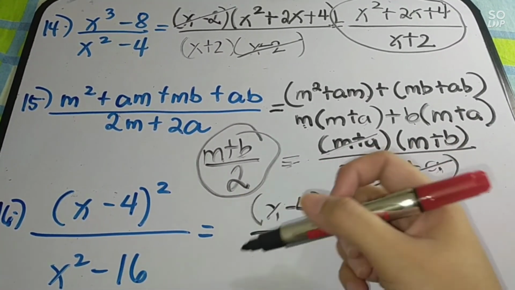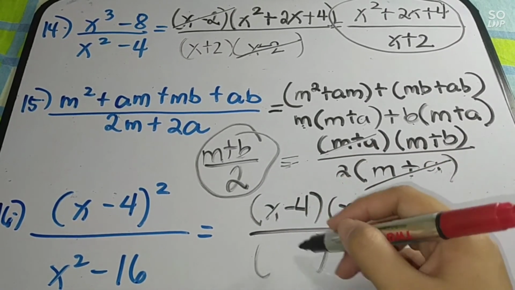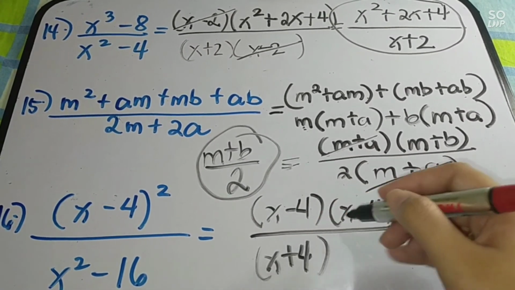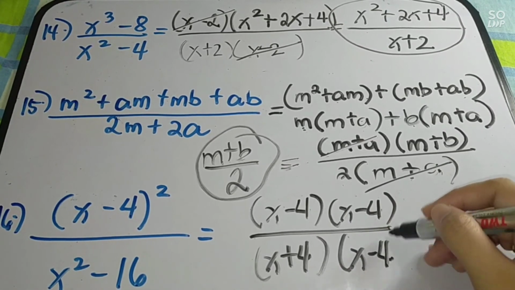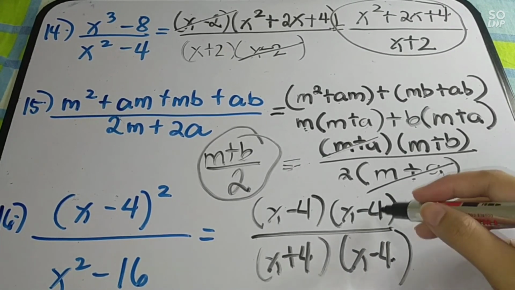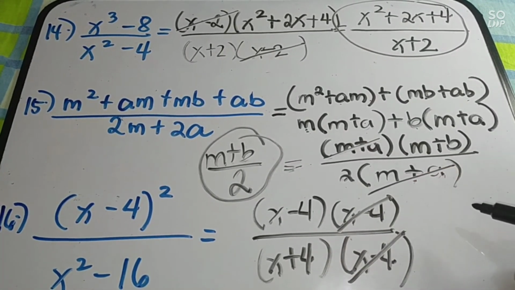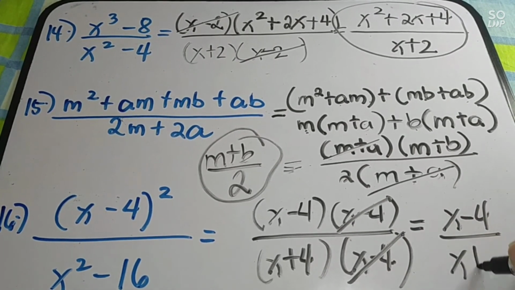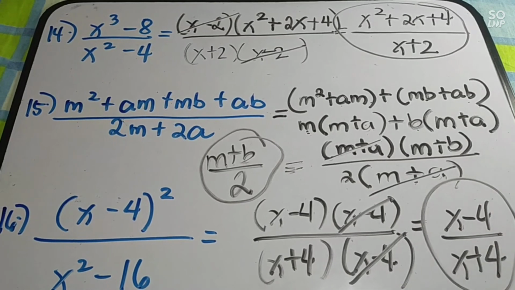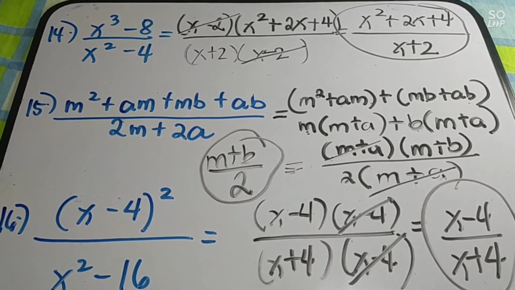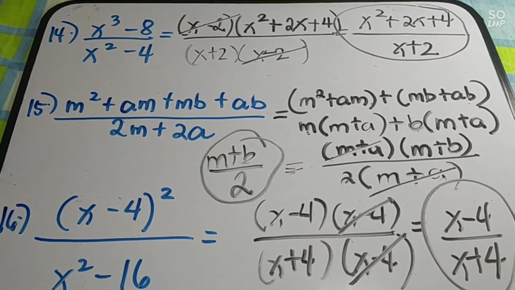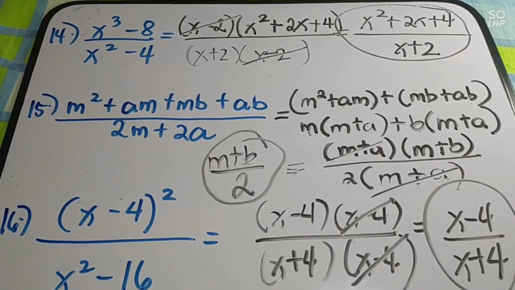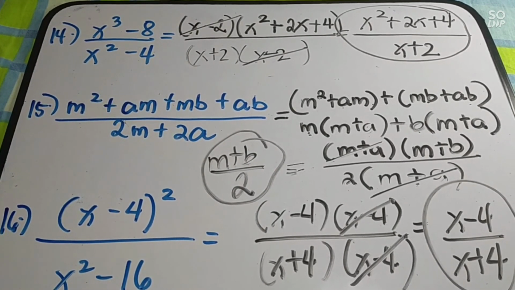Over. Ito, difference of 2 squares. So, ito ay isang x plus 4 at saka isang x minus 4. Then, cancelled out lang yung parehas. Itong x minus 4, x minus 4. So, therefore, ang matira, x minus 4 over x plus 4. Ayan na. So, that is now your answer. Is it clear? So, that is how you are going to simplify rational expressions.